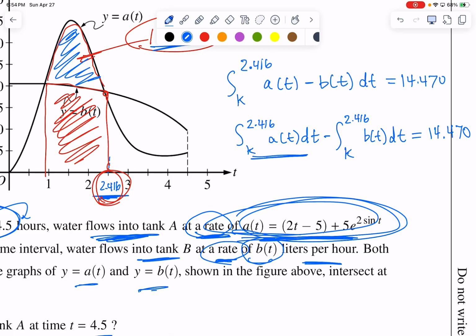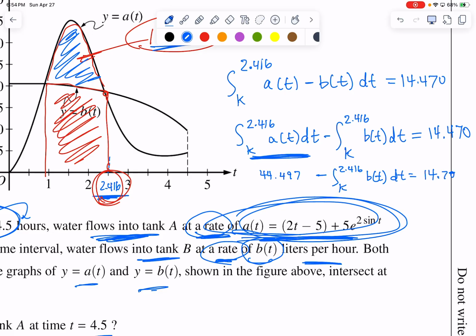What do you get for this right here? 44.497. Is everybody okay with that? Leave that on your home screen. Do you agree? And I've got minus the integral from K to 2.416. The reason I can't find this is because I don't have the B of T equation from K to 2.416. But I have a little algebra equation I can solve here.